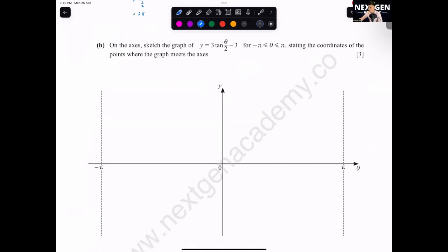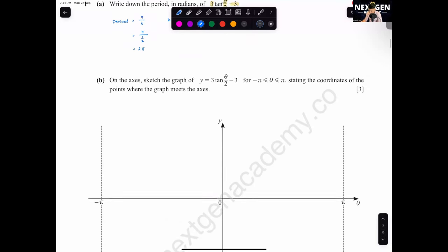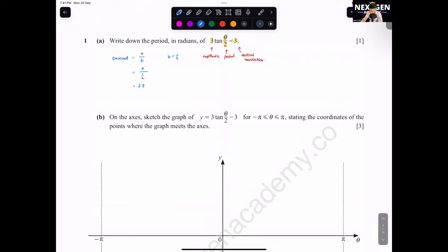Question b. On the axes, sketch the graph of 3 tangent theta over 2 minus 3 from negative pi to pi, stating the coordinates of the points where the graph meets the axes. Whenever we draw a graph, the question will normally ask you to find your x-intercept and y-intercept, so go and calculate. First, we need to know generally how the shape looks. Your period right now is 2 pi.